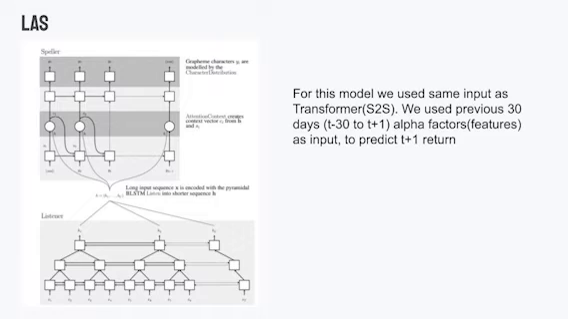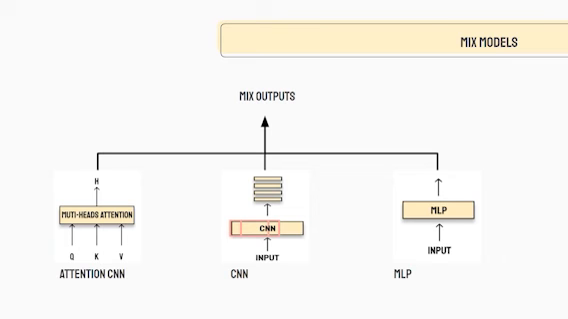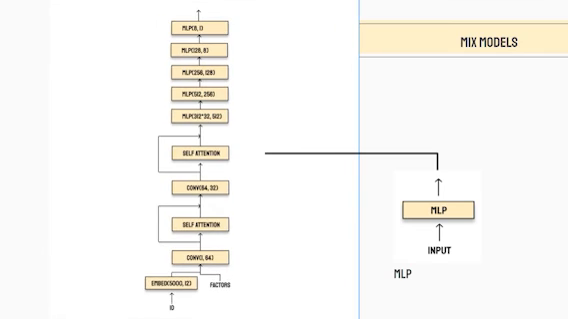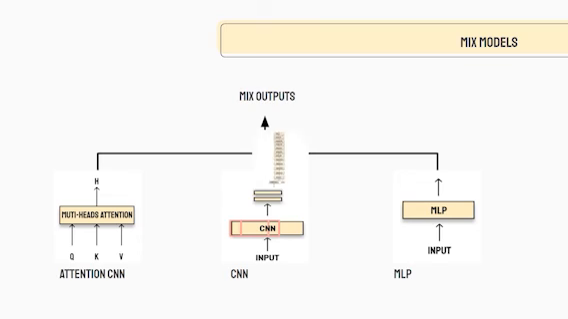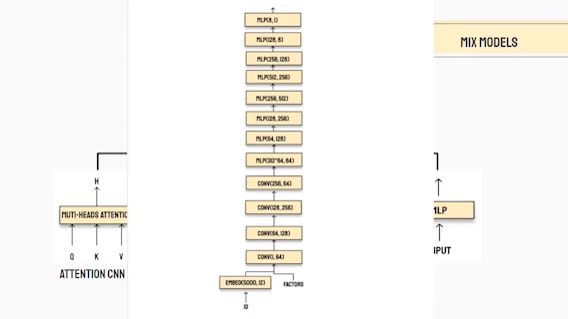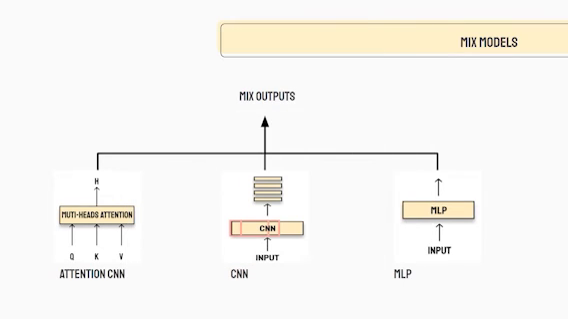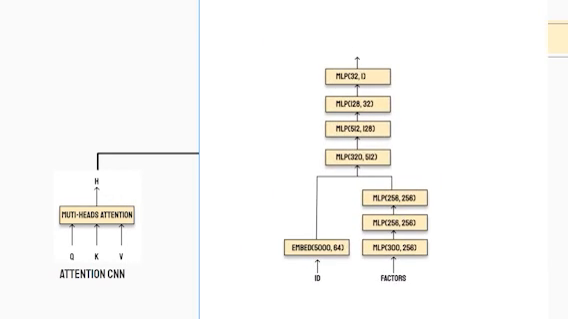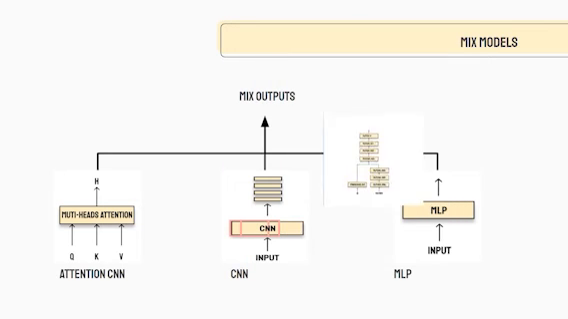For this model, we use the same input as the transformers. We use the previous 30 days alpha factors as input to predict the t+1 day's return. Right now, let me propose our mixed model here. It contains 3 attention CNN models, 3 CNN models, and 3 MLP models. Each model shares the same structure but has different parameters. Finally, we take the average output as our prediction.